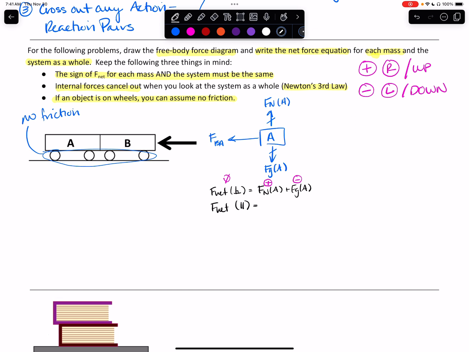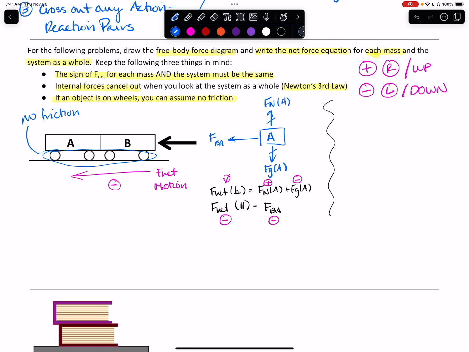We also need to write the F net for forces that are parallel to our motion. In this case, the only horizontal force is that force due to that interaction between B and A. For this particular diagram, that force is going to be in the negative direction, which means F net is going to have to be negative here. Which makes sense because based on our applied force, the motion has to be in this direction. So that means the F net and the motion have the same sign, which is going to be negative.